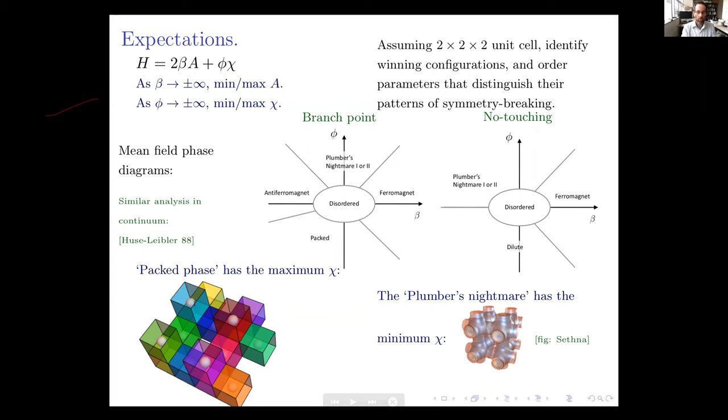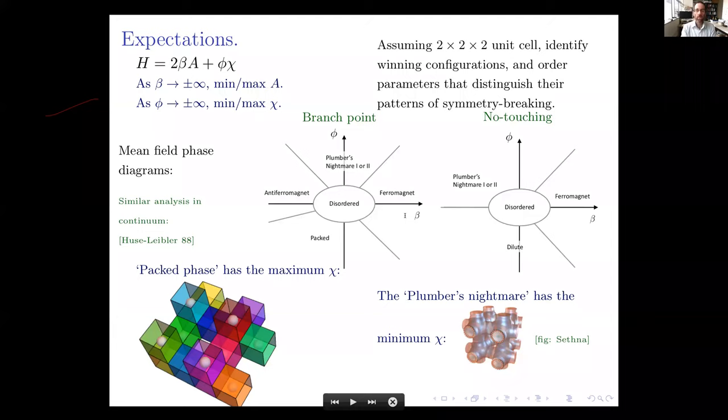The configuration which minimizes the Euler character, that is where phi becomes large and negative, is the so-called plumber's nightmare phase, which is made of these interconnected tubes. You can see it has negative curvature everywhere, and so it has an extensive negative Euler character. In this analysis, we assumed that the unit cell wasn't any bigger than 2 by 2 by 2 in the preferred phase. We studied some slightly larger unit cells and didn't find dramatically better configurations. So I think this is a reasonable picture of what the phase diagram looks like at large values of these couplings.